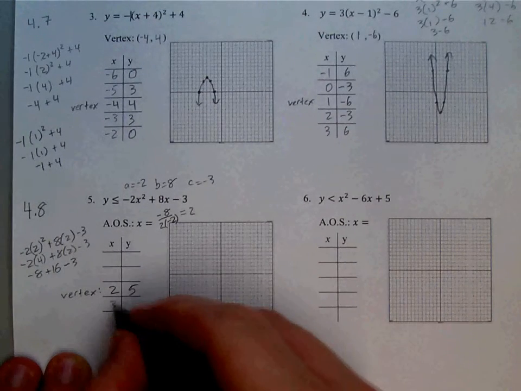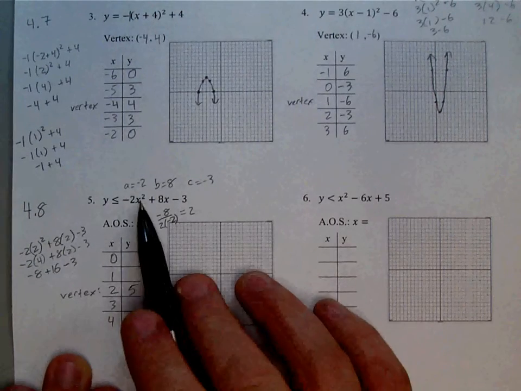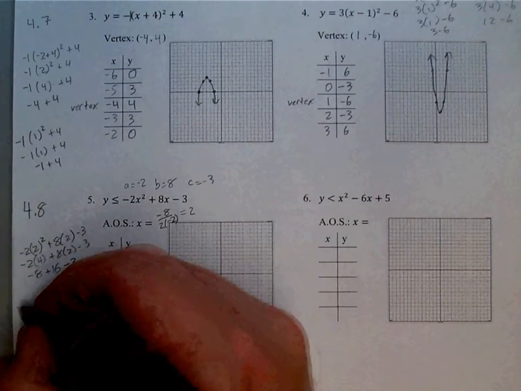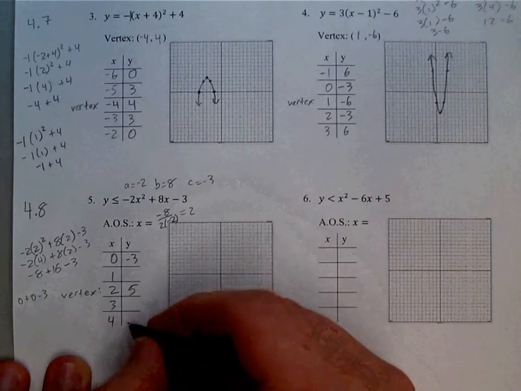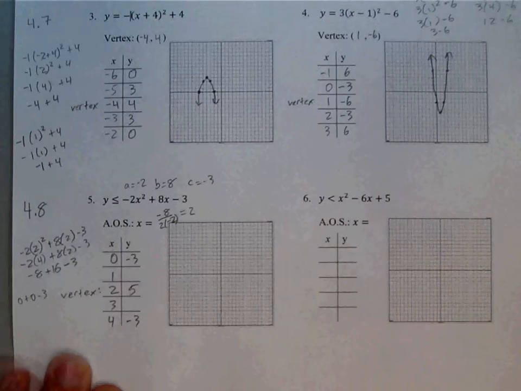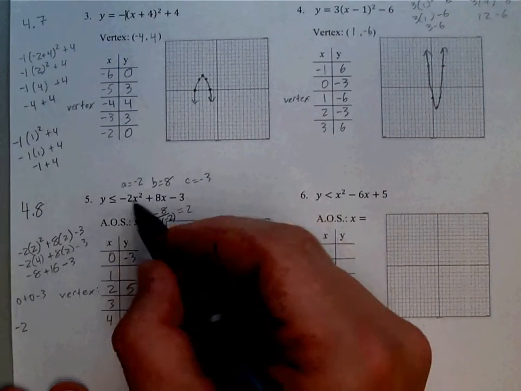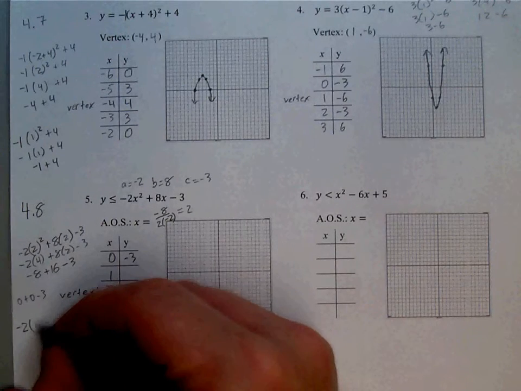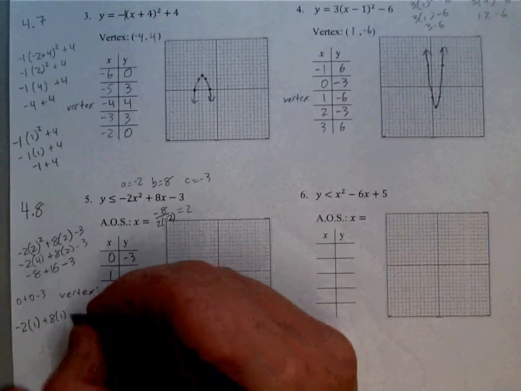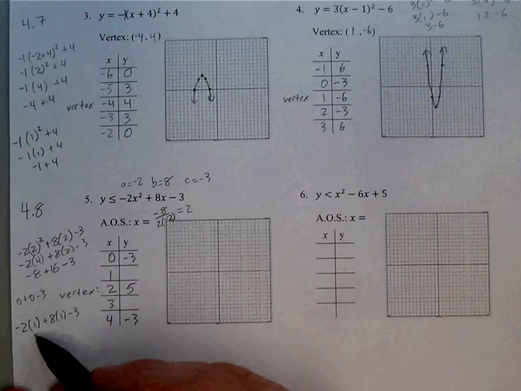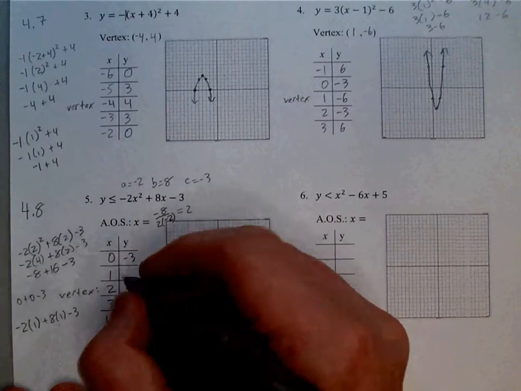So round 2, I go 3 and 4, 1 and 0. It's easy to plug in 0. 0, 0, negative 3. Is negative 3. And then I'll plug in 1. Negative 2 times 1 squared, which is just 1. Plus 8 times 1. Minus 3. So it's negative 2. Plus 8, which is 6. Minus 3 is 3.